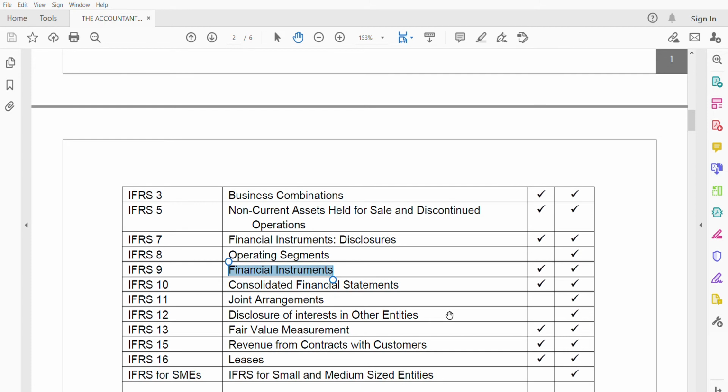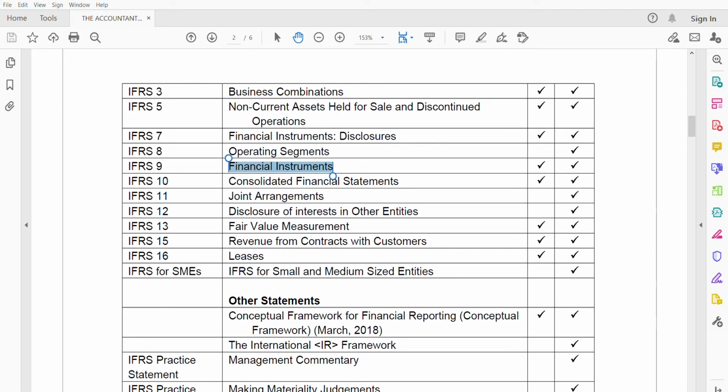I was just praying that time that I don't get financial instruments, but unluckily I got it in my exam. But I was prepared enough, so I was able to do justice with it.